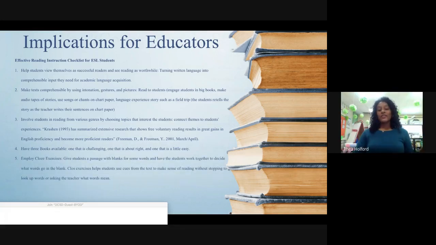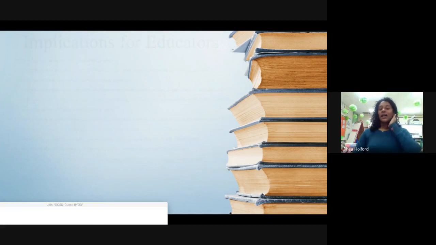Employ cloze exercises, which give students a passage with blanks for some words and have the students work together to decide what words go in the blank. Cloze exercises help students use cues from the text to make sense of reading without stopping to look up words or asking the teacher, what does that mean? Okay.